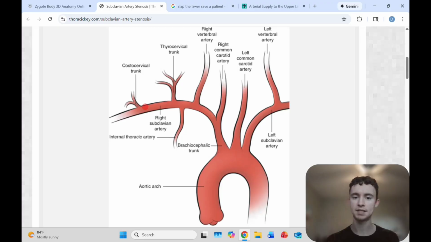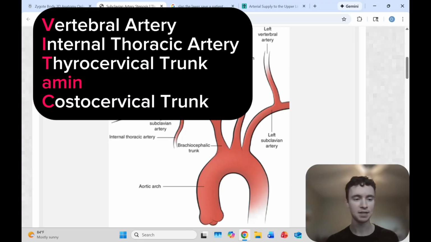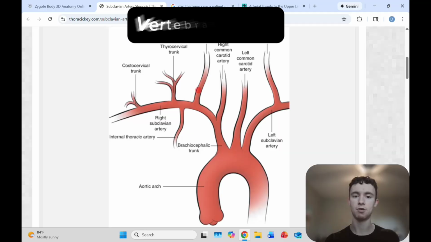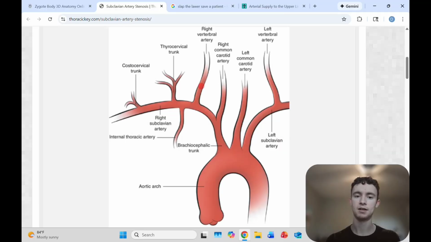The way I remember it is the mnemonic vitamin C. And so we can start off with our V, which is the right vertebral artery. As you can see how it branches off first right here. And that one travels through the transverse foramen of the cervical spine up to the base of the brain, and starts the posterior aspect of the circle of Willis to supply the brain with blood.